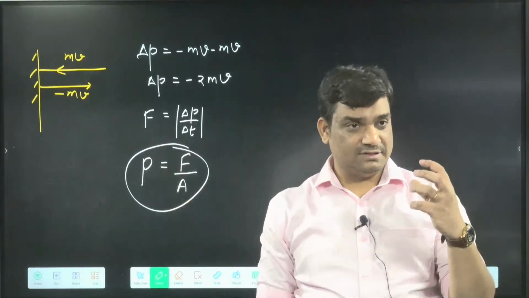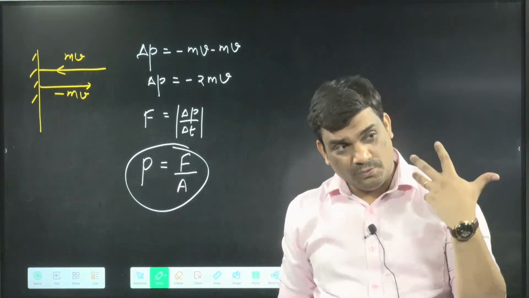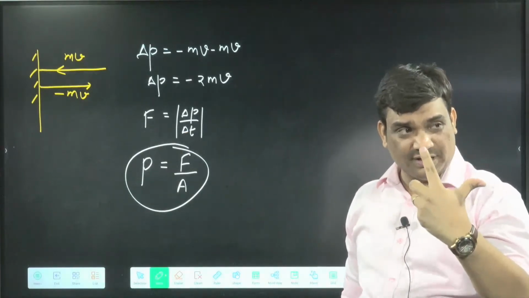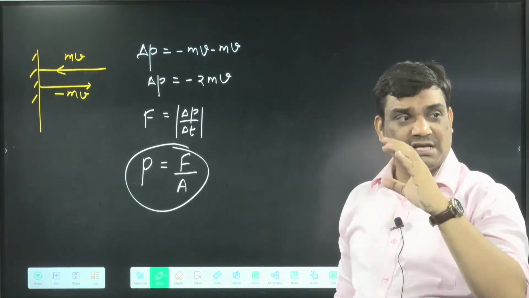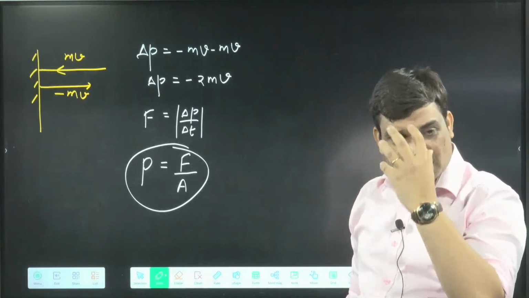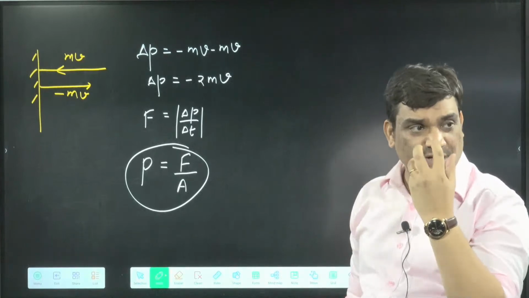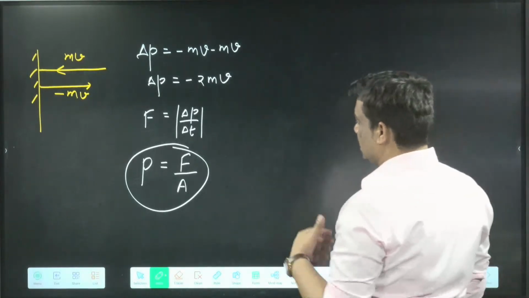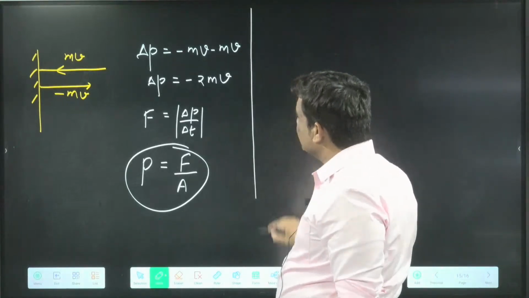So now we can write here, molecules keep on moving randomly and collide with the walls of the container. As a result, they transfer momentum to the walls of the container, and because of that pressure is there. So this is the reason for pressure.